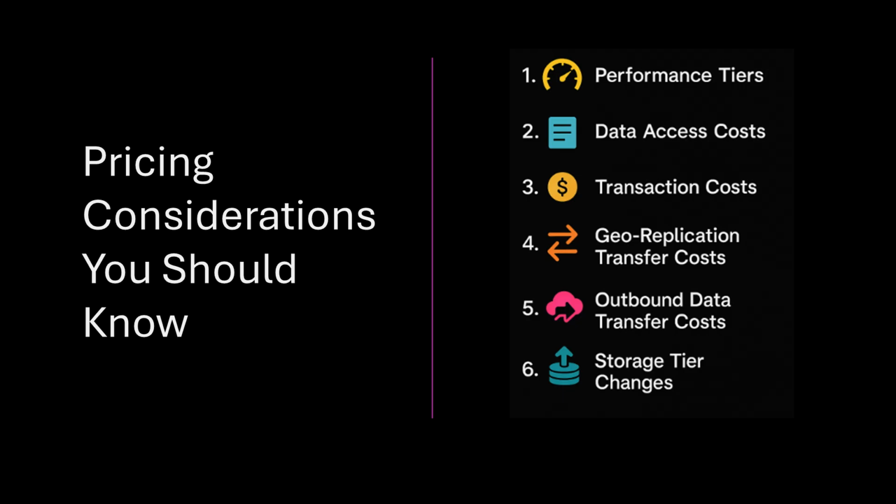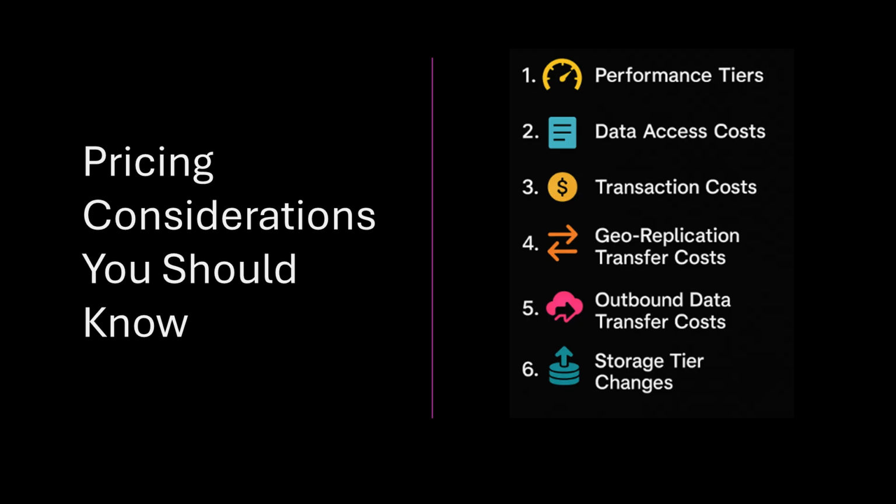If you've configured your storage account with geo-redundant replication, like GRS or RA-GRS, be aware that replicating data across regions generates additional per GB transfer charges. Any data that leaves Azure, such as data downloaded to on-premises systems, is subject to outbound transfer charges. This applies universally across all storage tiers and account types.